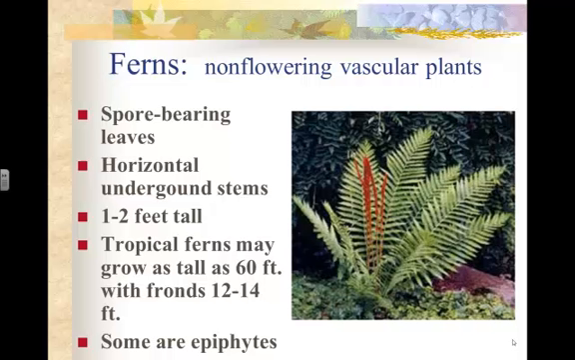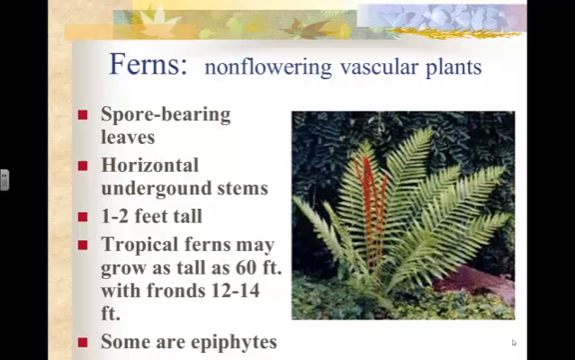You don't need to know the statistics here, but commonly they get to 1 to 2 feet tall. A very common one is the Boston fern. You see it now all around being sold in stores. I even saw it at a grocery store being sold. Now, tropical ferns are amazing because the tropics have ideal conditions for a fern, and they can grow as tall as 60 feet, with fronds, which is the name of their leaves, being 12 to 14 feet. So imagine the tropical ferns.